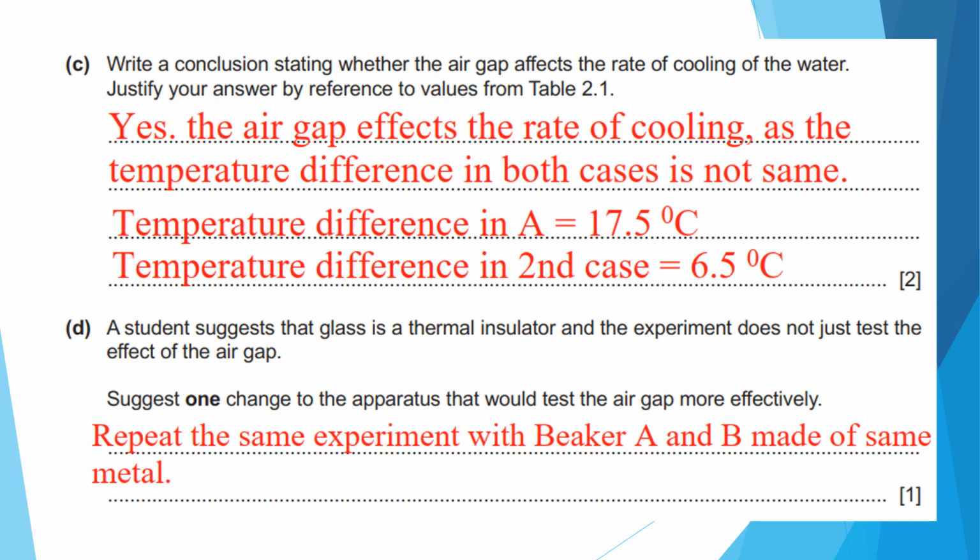So clearly, if you look at the table, the temperature fall is less in the second case than in the first case, beaker A alone. So we need to write a conclusion: yes, the air gap affects the rate of cooling as the temperature difference in both cases is not the same. So we need to represent what the temperature difference is and in which case it is less. The temperature difference in the second case is only 6.5. That means here the temperature decreased very slowly. Cooling rate is very less, but here the cooling rate is very fast.